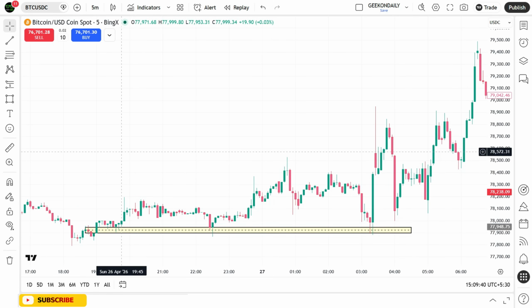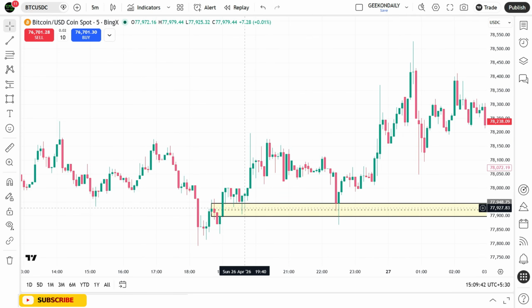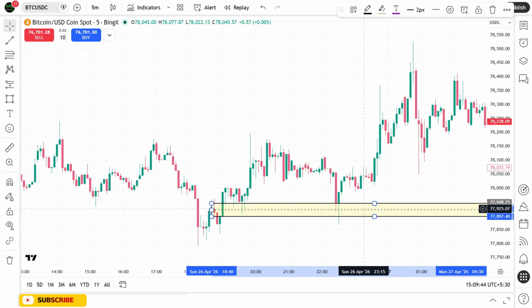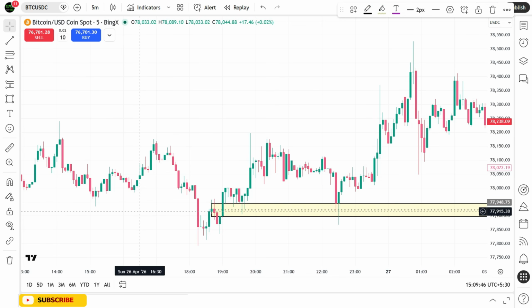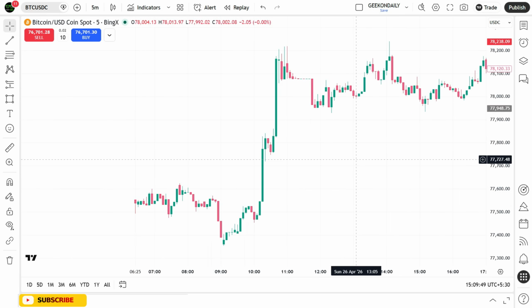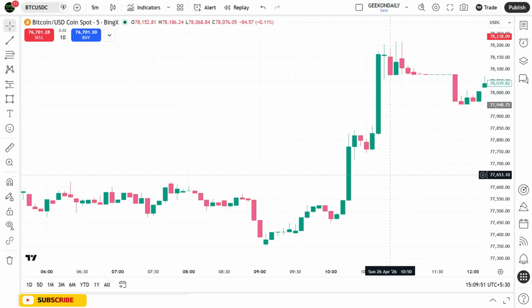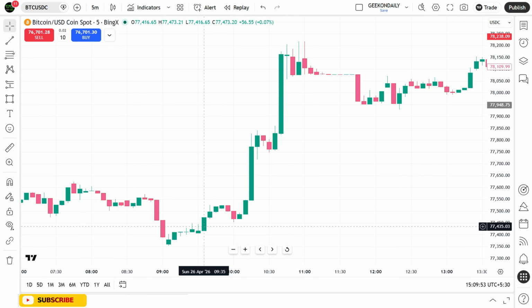With proper planning and risk management, traders often aim for favorable risk-to-reward setups, such as 1:5, depending on market conditions. The goal here is to follow a structured process. Identify the gap, wait for price to return, observe the reaction, and then consider a trade based on confirmation.